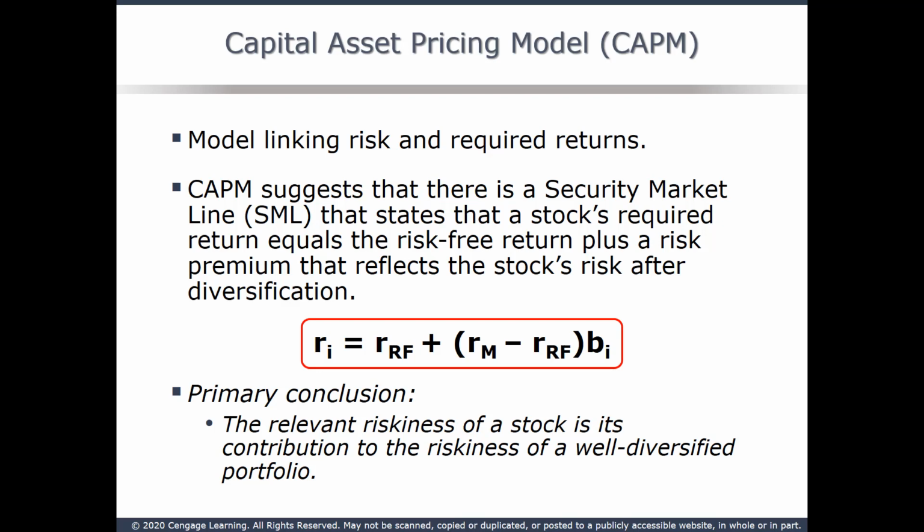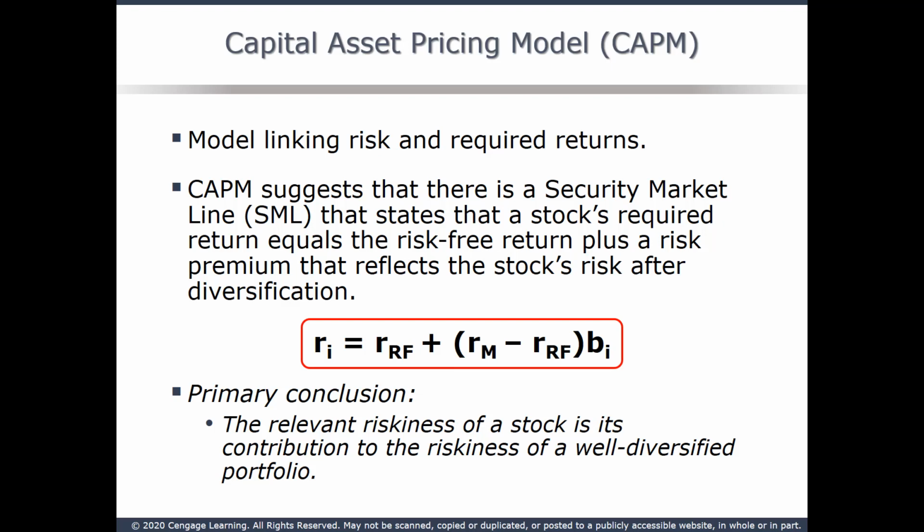CAPM was developed in the early 1960s by William Sharpe, 1964, Jack Treynor, 1962, John Lintner, 1965, and Jan Mossin, 1966. Interestingly, only one of these men, William Sharpe, received the 1990 Nobel Prize in Economics for this work. CAPM links risk with required return. Remember, what we found using a probability distribution was expected return, expected by you. Required return is the return the market demands for the amount of market risk an asset has.